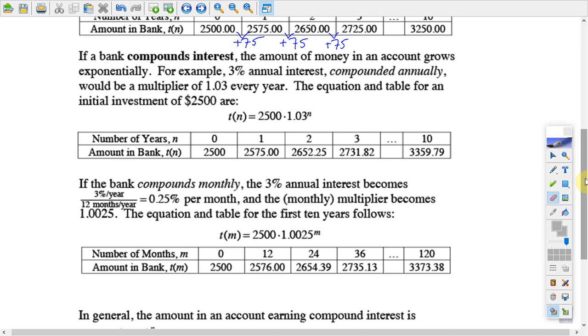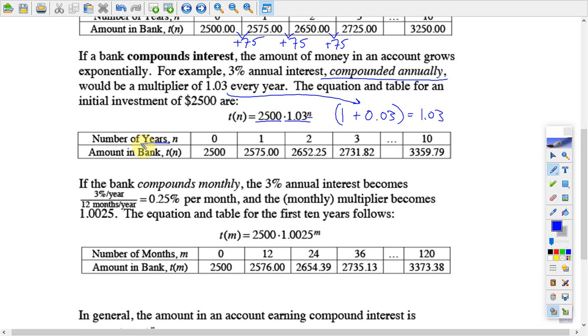So if a bank compounds interest, the amount of money in the account grows exponentially. For example, 3% annual interest compounded annually would have a multiplier of 1.03. That's because we say 1 plus the 3%. So that's 1 plus 0.03 equals 1.03 right here. And the equation would look like this. T of n equals 2,500 times 1.03 to the n. And in this case, our n would be years.